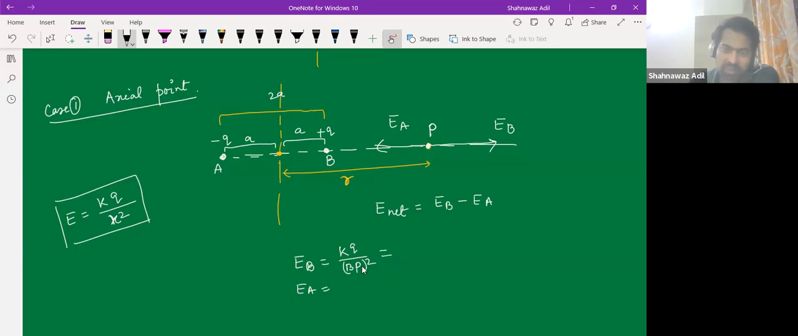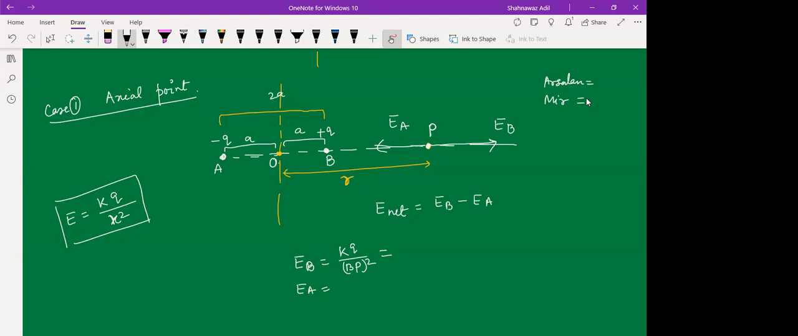So how much is BP? Can you guys tell me? What is BP? I have written all the distances. So you guys tell me what is BP? Let's say this center is O. So what is BP? Just see this diagram and tell me how much is BP.